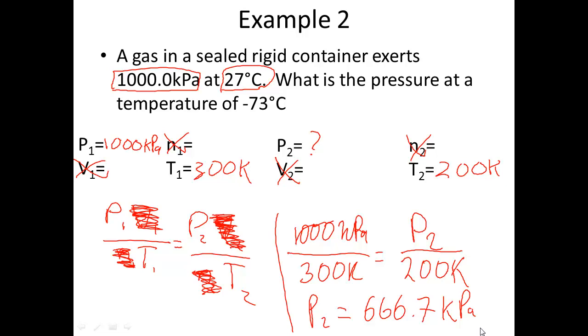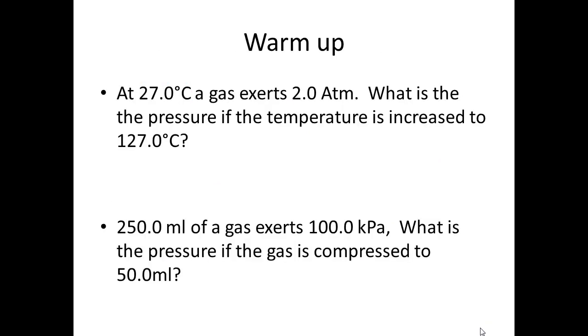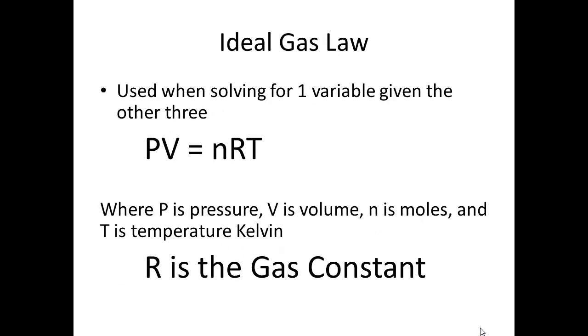Alright, one more. We got to do another law, the ideal gas law. How am I going to remember which one? We'll talk about that, I promise. P is pressure, V is volume, N is moles, T is temperature, and R is the gas constant.